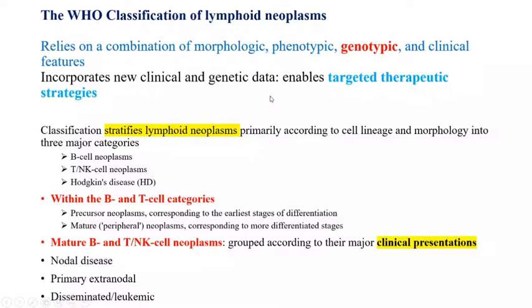It classifies lymphoid neoplasms into three basic categories. First is B cell neoplasm, then T or NK cell neoplasm, and Hodgkin lymphoma. The B cell and T cell categories are further divided into precursor neoplasms, which develop in the bone marrow, and mature neoplasms, which develop in the peripheral lymphoid tissue. The mature category is further divided on the site of involvement. If it is lymph nodal, it will be lymphoma, and if it is extranodal, it is also lymphoma. But when it disseminates, it is known as leukemic, so it will now be called a lymphoma with leukemic change. So this is the WHO classification.